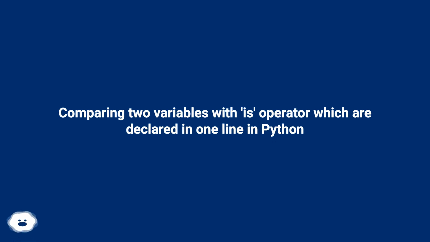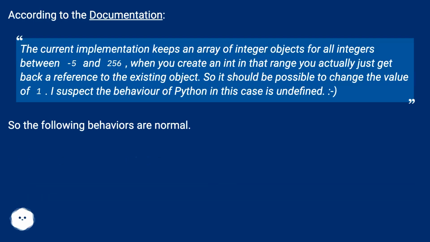Comparing two variables with this operator, which are declared in one line in Python. According to the documentation, the current implementation keeps an array of integer objects for all integers between -5 and 256. When you create an int in that range, you actually just get back a reference to the existing object. So it should be possible to change the value of 1. I suspect the behavior of Python in this case is undefined. Smiley face. So the following behaviors are normal.